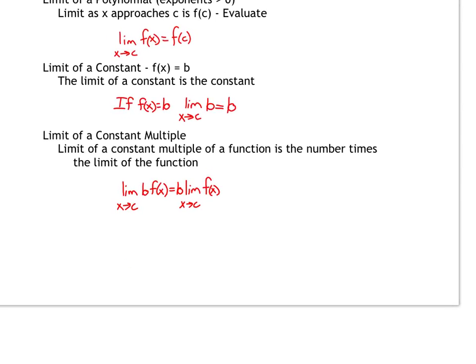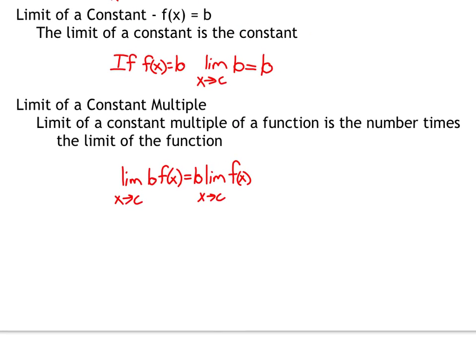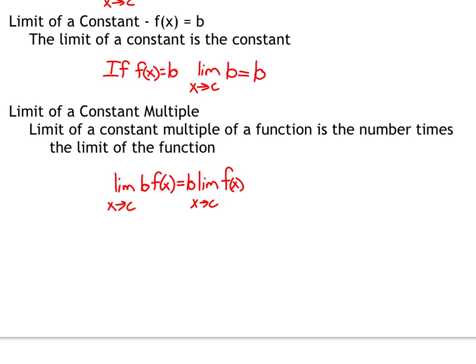This next one may not be quite as obvious, but let's take a look at this. The limit of a constant multiple of a function is the number times the limit of the function. You'll notice here we have this constant b being multiplied by some function. We can simply take b outside the limit, find the limit of the function itself, and then multiply that limit by b.